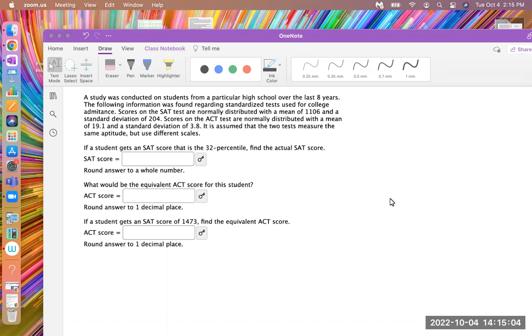If a student gets an SAT score that is the 32nd percentile, find the actual SAT score. So this is an inverse norm problem because they're giving us the percentile, or percent of data smaller than this value. They're giving us the area under the curve, and then they're asking for the value of the random variable, which is the SAT score.